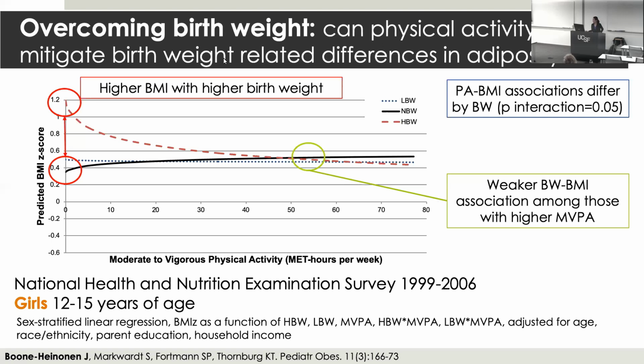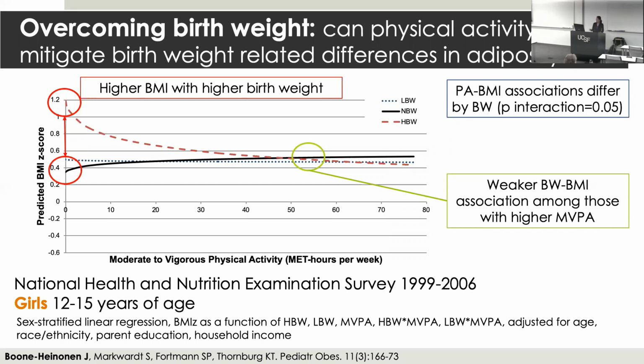Can you define the horizontal axis of MET hours per week? Yeah, so this is moderate to vigorous physical activity. Each type of physical activity, walking at a certain rate or running or playing soccer, is attached to a certain number of metabolic equivalents, which is the intensity of the exercise. Then you include the frequency and duration of each type of activity, and you get this total volume of physical activity. So these aren't literally hours per week. Right, I didn't think they were. I just wanted to make sure I understood what I was looking at. Yeah. Thank you. Got it.